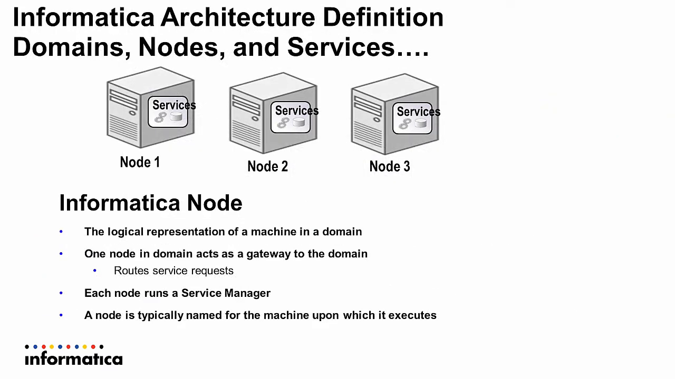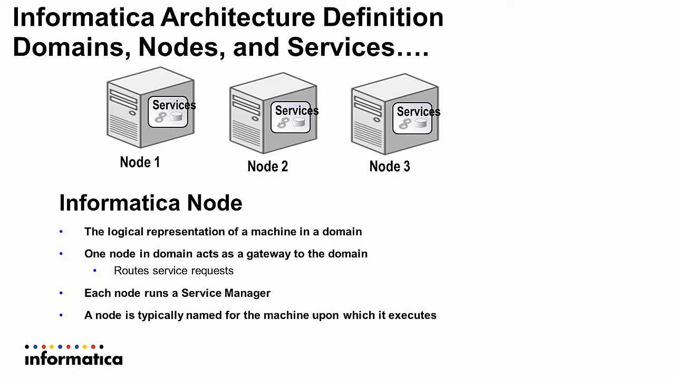And a node is nothing more than a logical representation of a machine, right? So I could have within my domain, and this gets a little bit more complicated and we won't cover it, the grid processing aspect which Informatica supports. But here we're looking at a node, right? And a node, again, is nothing more than a logical representation of a machine. So I could have one server.